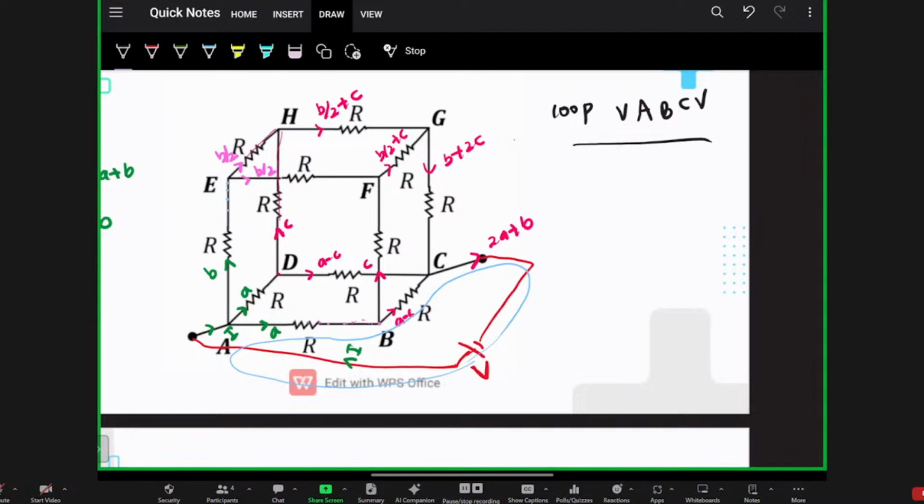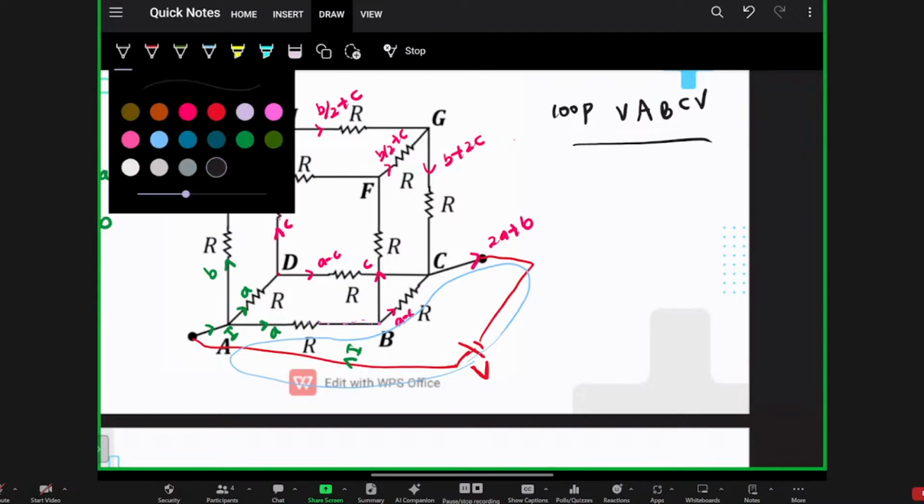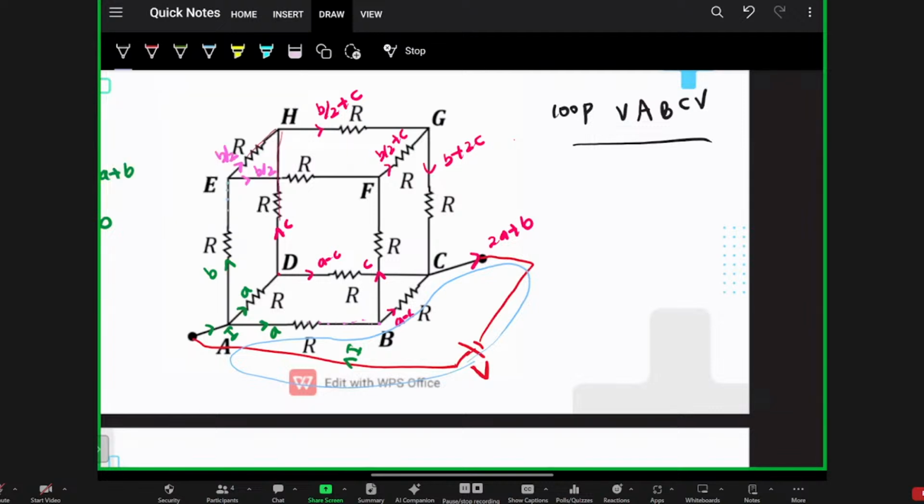So using the loop, A current is going through the R resistor, so the AR drop will be there, plus the A minus C into R drop, which will be equal to V, the potential gained. So I can write R into A plus R into A minus C, so R into 2A minus C will be equal to V.